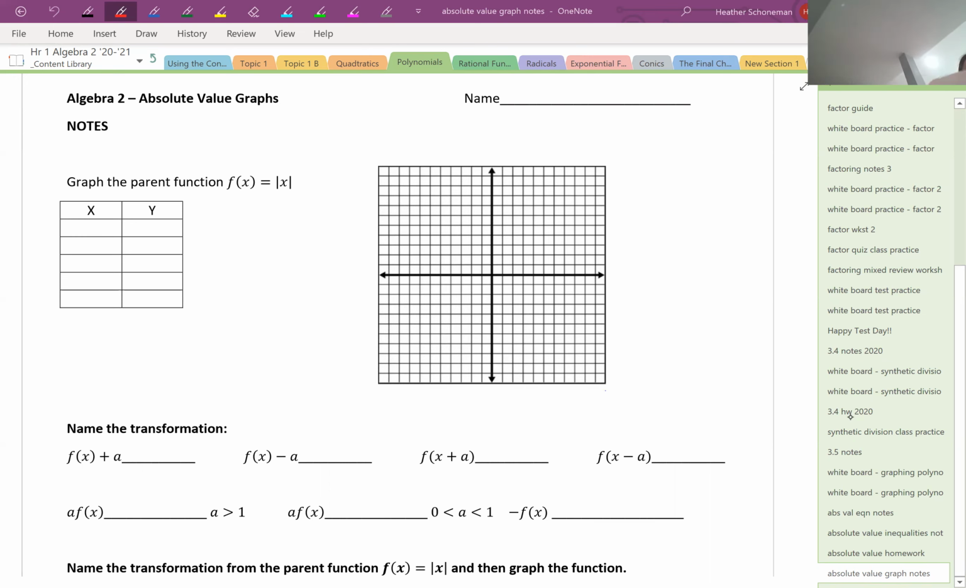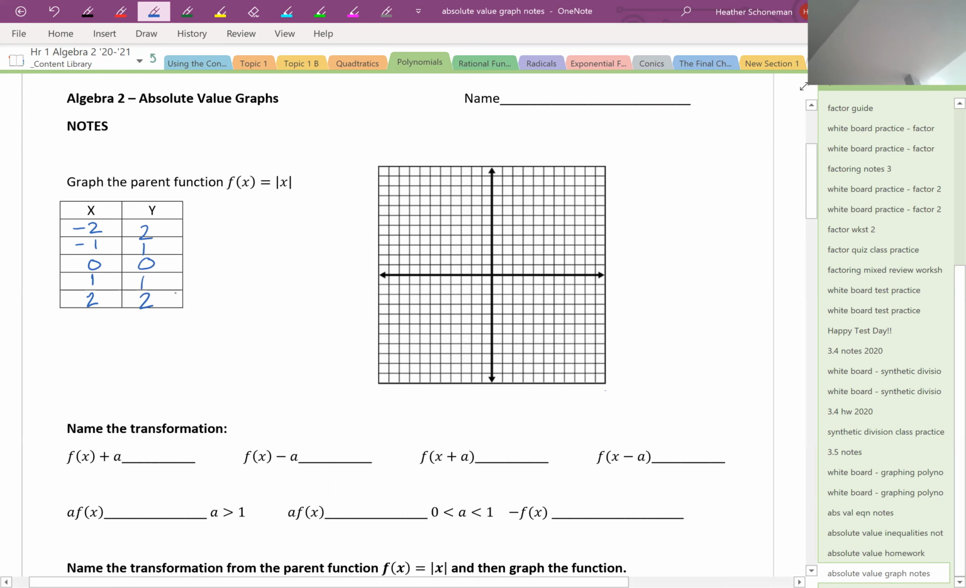So first of all, let's talk about the parent function, f of x equals the absolute value of x. So if you remember, we didn't make a lot of tables, but when we did, the points you plug in would be -2, -1, 0, 1, and 2. And we've absolutely done this before. This is not brand new, but when we take the absolute value of a number, it's always positive. So this is +2, 1, 0, 1, and 2.